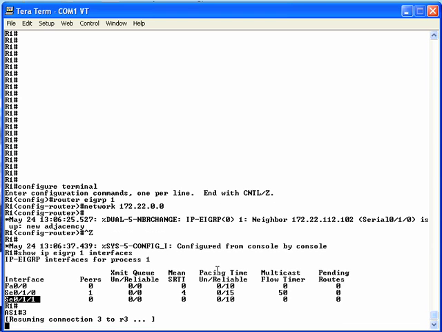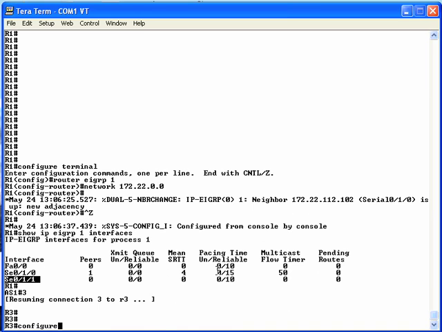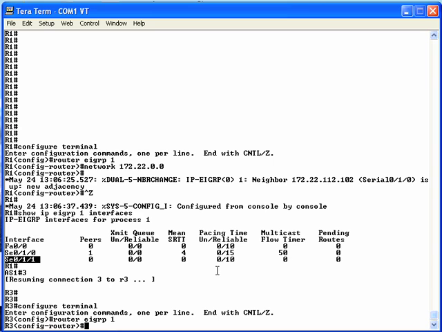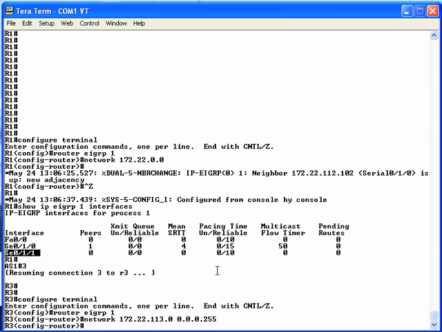Next let's move over to R3 and configure it. On R3 we'll use the style of network command that uses a wildcard mask just to show some alternatives. So we use the router eigrp 1 configuration command, which moves us to EIGRP configuration mode, and then we'll try the network command. In this case we'll do 172.22.113.0 with a 0.0.0.255 wildcard mask and press enter as you see there.